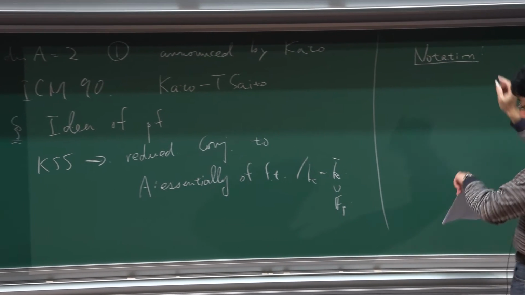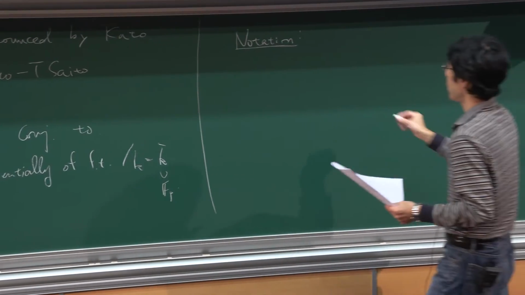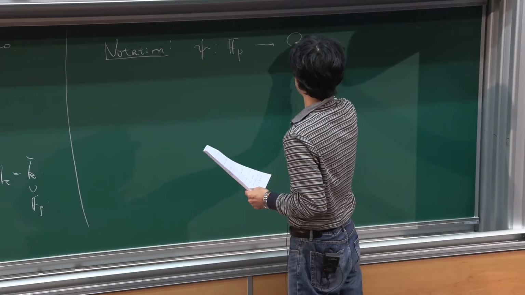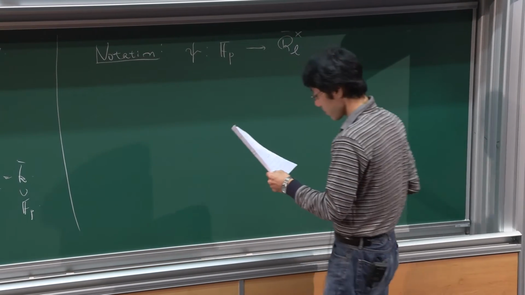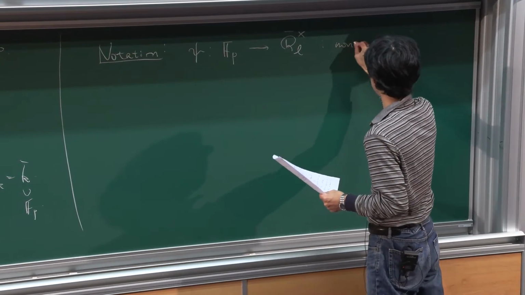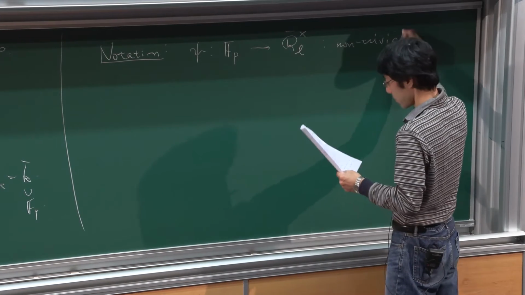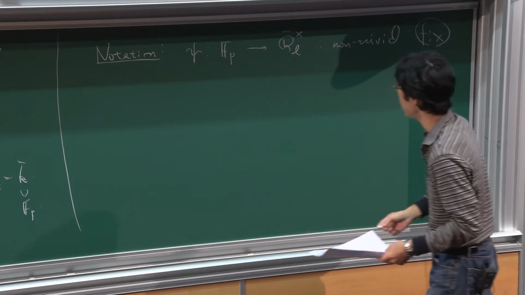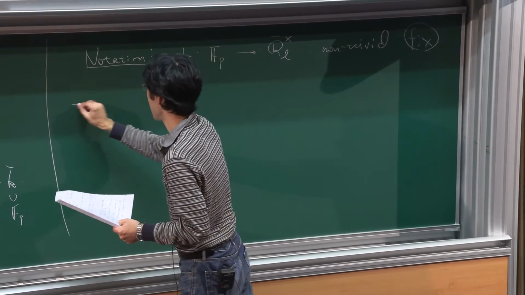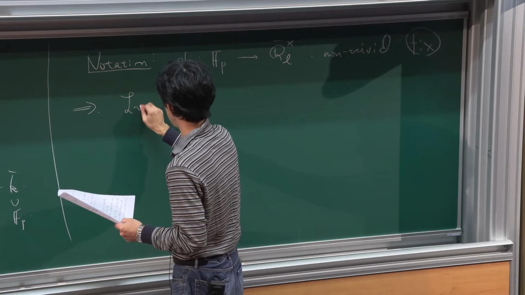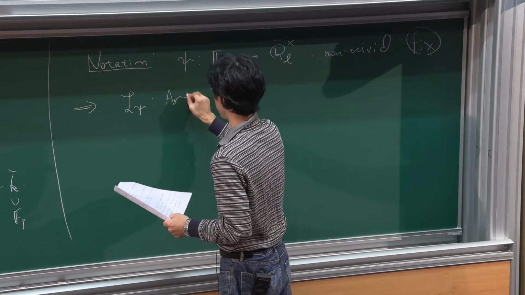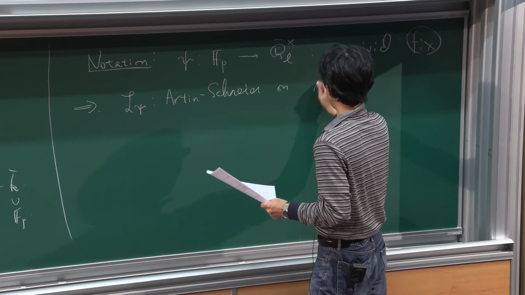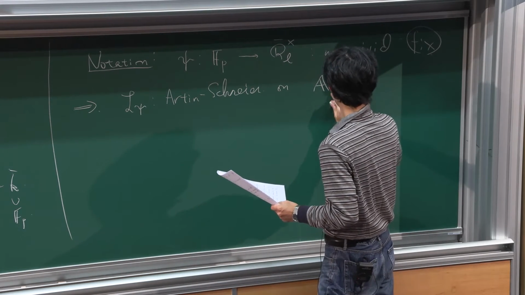And let me fix a notation. As usual, I fix a psi, which is a non-trivial character, for the rest of my talk. Then I can consider the Artin-Schreier sheaf on A1 of K.